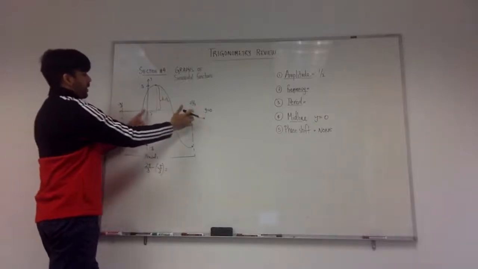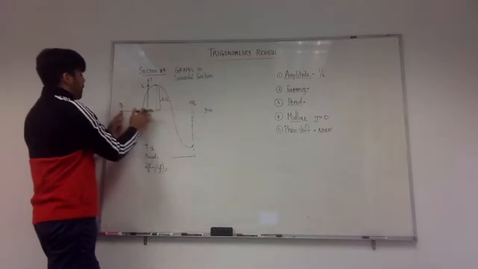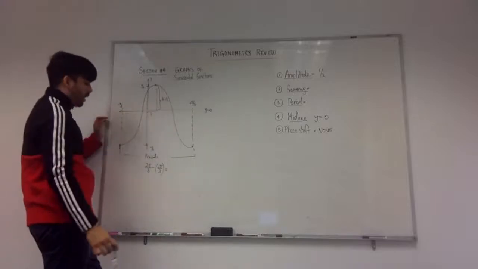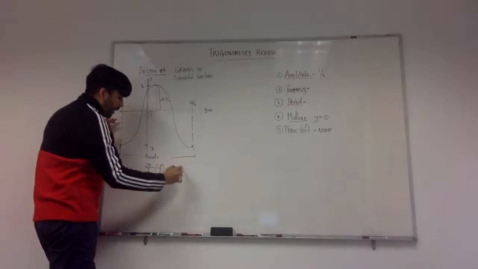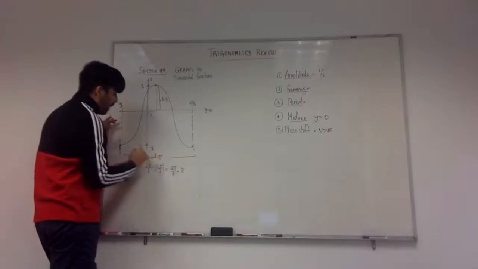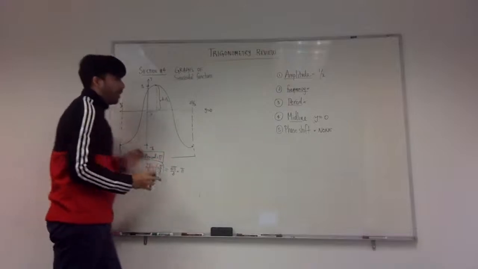Or you can think about this as from here to here is 2 pi over 3, from here to here is pi over 3, and then you add it up. And when I add it up, I get 3 pi over 3 equals pi. So my period is actually pi. My period is pi.